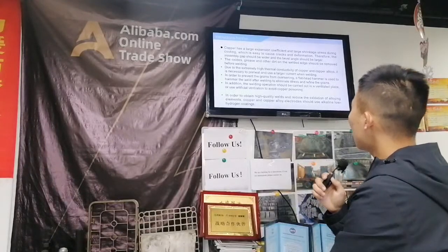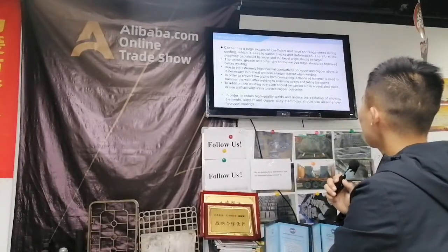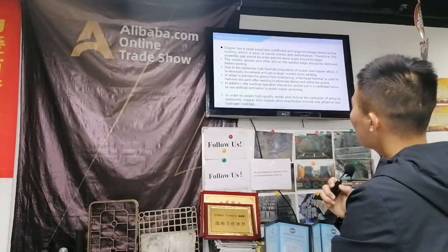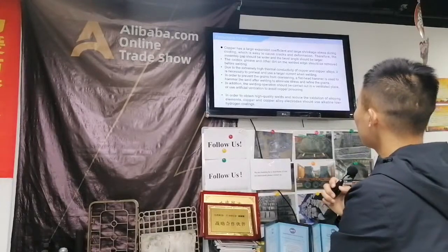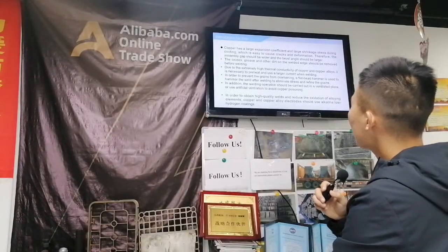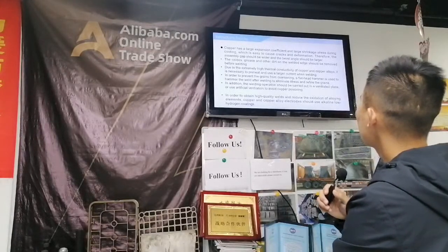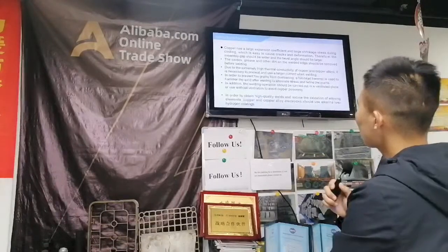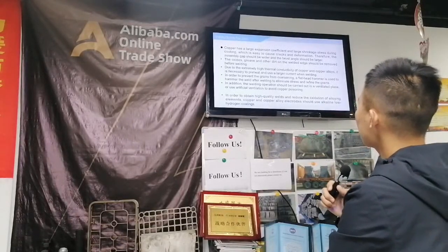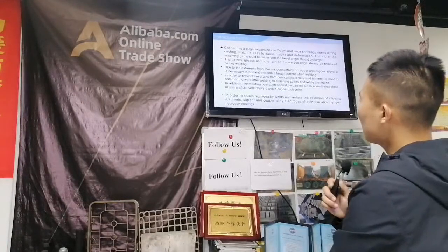Copper has a large expansion coefficient and larger shrinkage stress during solidification, which is easy to cause cracks and deformation. Therefore, the assembly gap should be wider and the bevel angle should be larger. The oxides, grease, and other dirt on the welded edge should be removed before welding.